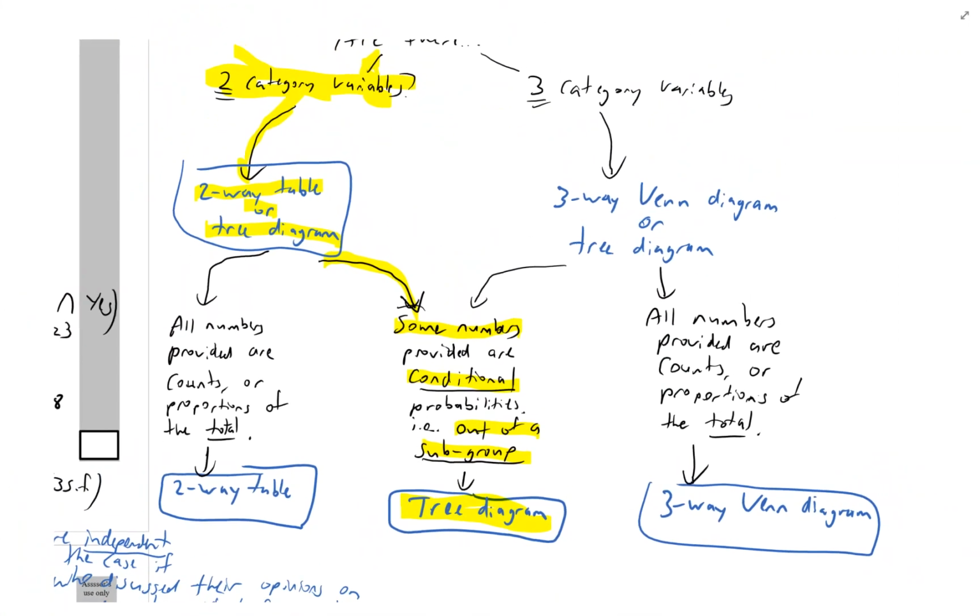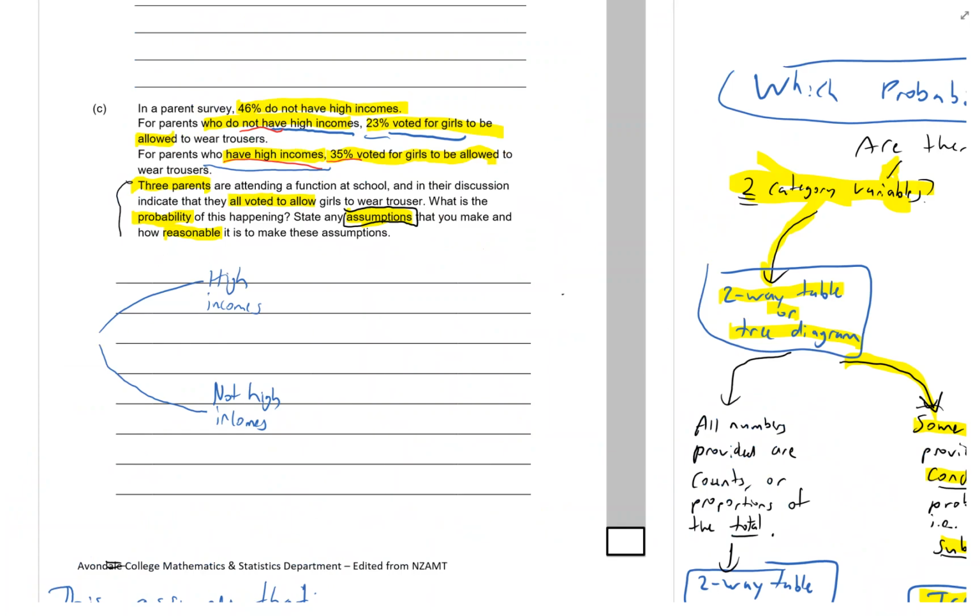So, when we draw up our tree diagram, we want to start with the variable that is out of the whole lot, where the probability is out of the whole lot. And so because we're told that 46% of the whole lot do not have high incomes, that's not conditional, it's out of the total, that's the first set of branches we're going to split it into. The conditional probabilities always go on the second split. So the first split is high incomes versus not high incomes. And so we want to put that in, and then we're going to label the probabilities of that on the branches.